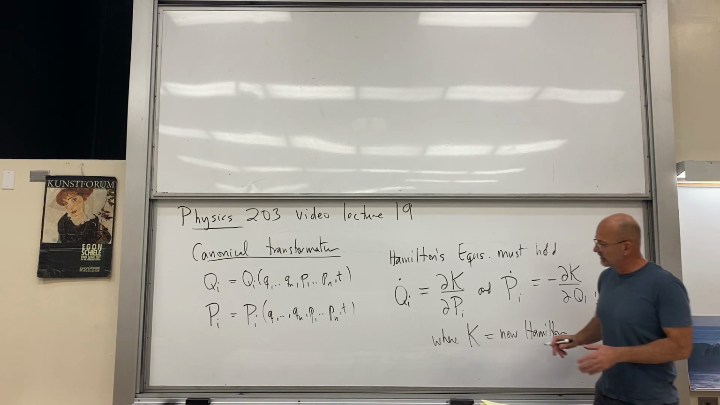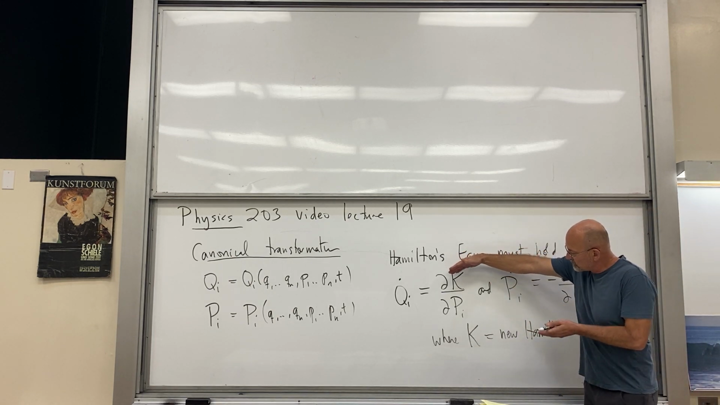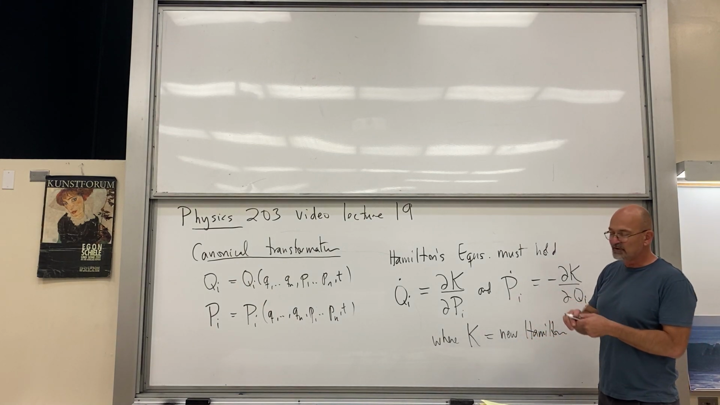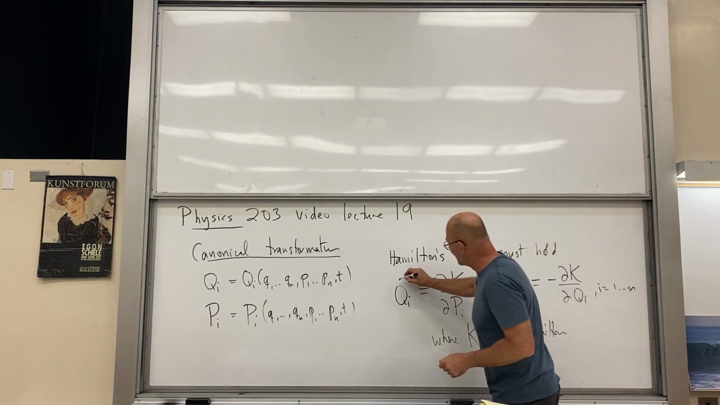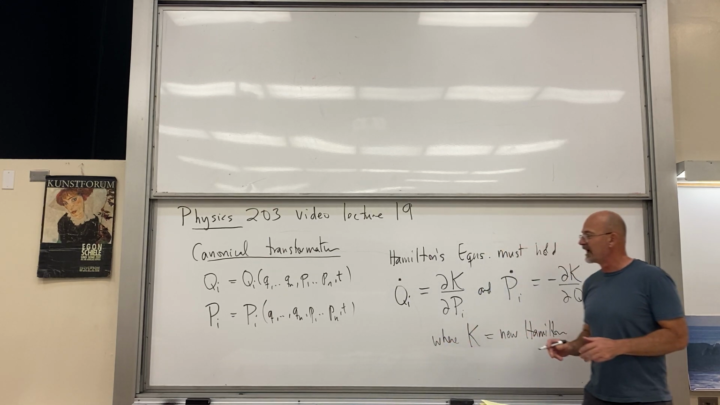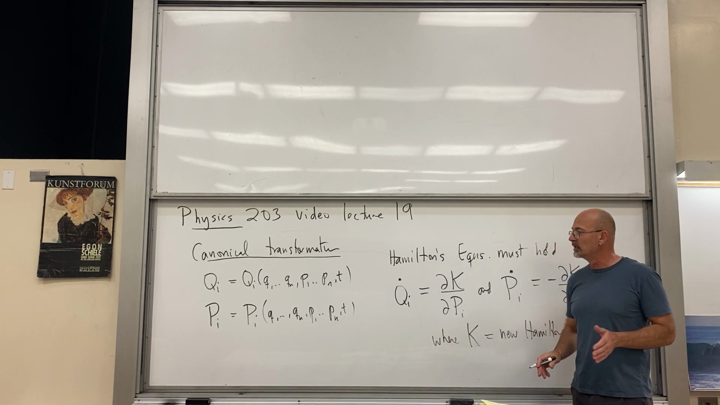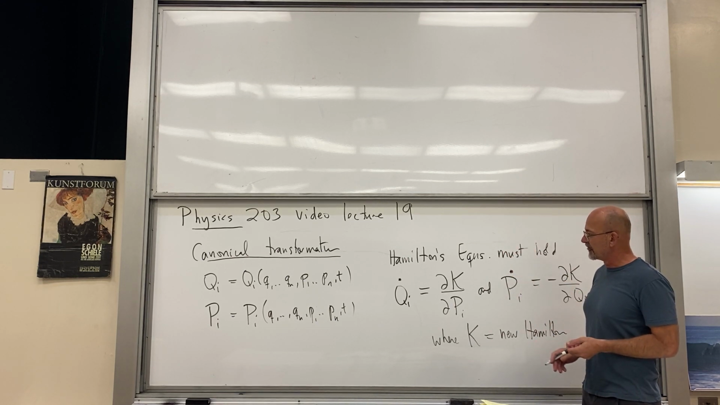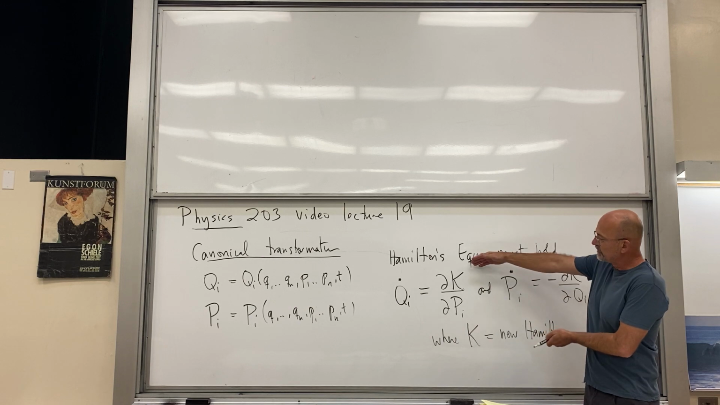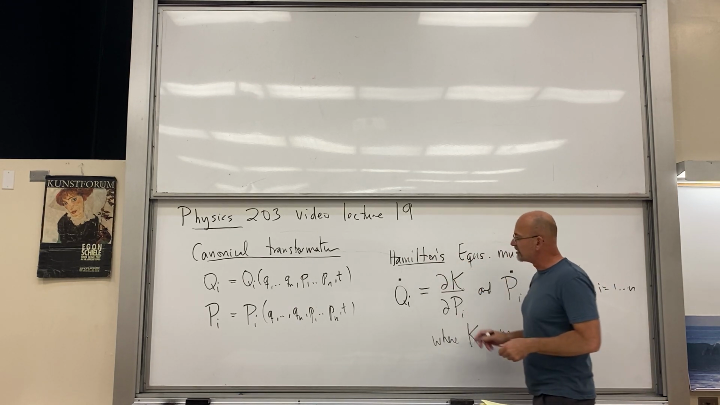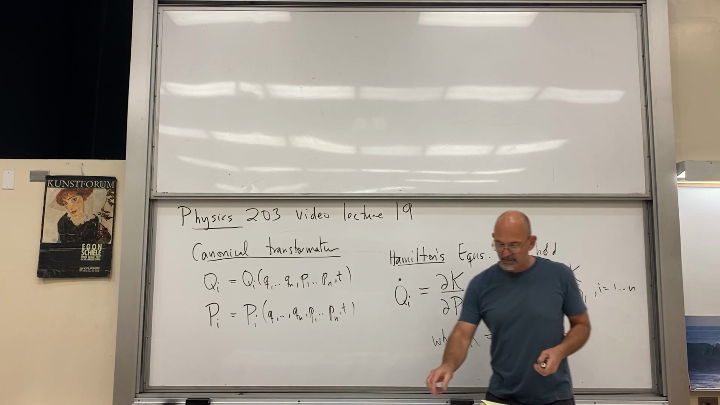But the idea is you retain the structure of Hamilton's equations that you had before, and that's what allowed us to do all these things, for example, with phase space. So everything that you've learned about Hamiltonian mechanics holds true for the new system, for the new set of variables, if Hamilton's equations hold. So now we have to find the conditions for that to be possible.